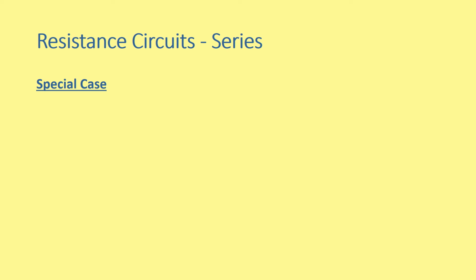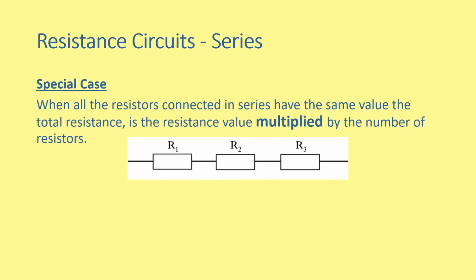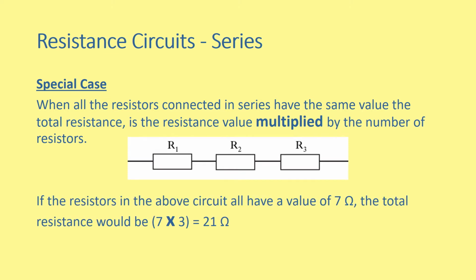But this is a special case. When all the resistors connected in series have the same value of resistance, the total resistance can be found by multiplying the resistance value by the number of resistors. So here I've got 3 resistors. If each of these resistors have exactly the same value of resistance, then I can say that the total resistance is 3 times the value of one of the resistors. So if the resistors in the above circuit all have a value of 7, the total resistance would be 7 times 3, which is 21 ohms. And we'll see there's a similar rule for parallel.